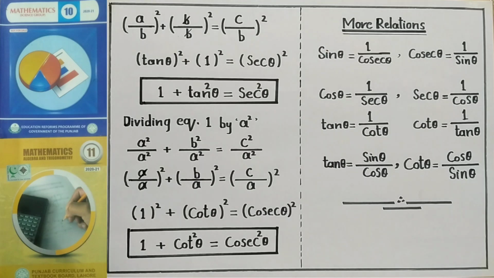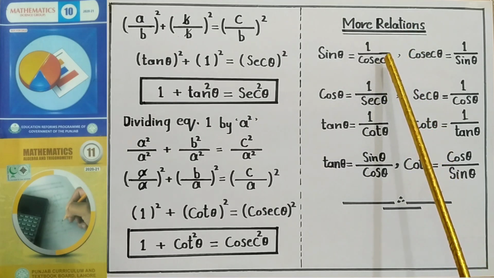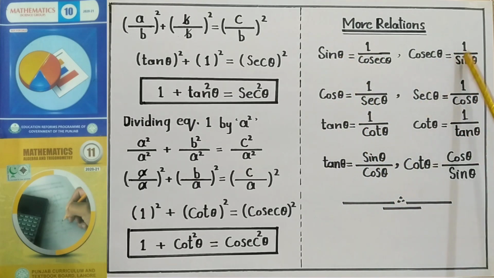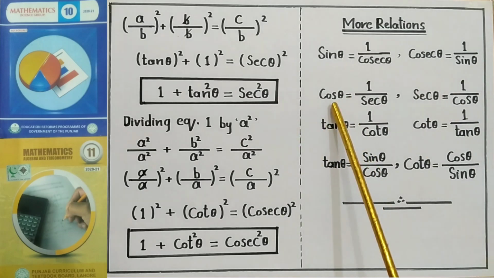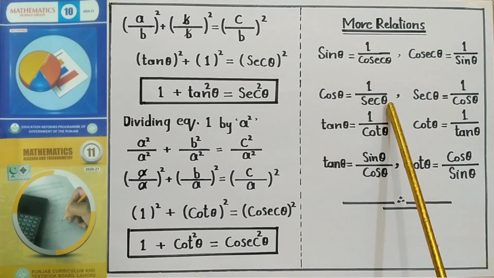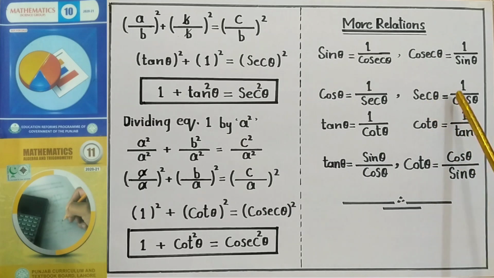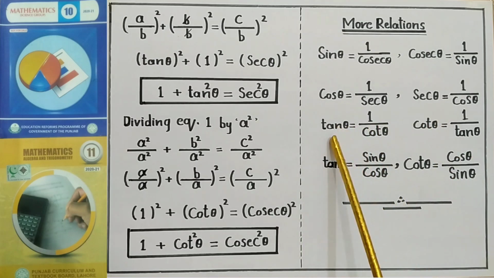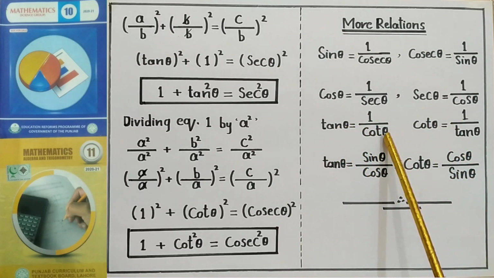Now some more relations are given: sin theta is equal to 1 over cosecant theta. Sin and cosecant are reciprocals of each other, that is cosecant theta is equal to 1 over sin theta. Similarly, cos theta is equal to 1 over secant theta and secant theta is equal to 1 over cos theta. Both are reciprocal to each other. The third relation is tan theta is equal to 1 over cot theta and cot theta is equal to 1 over tan theta.